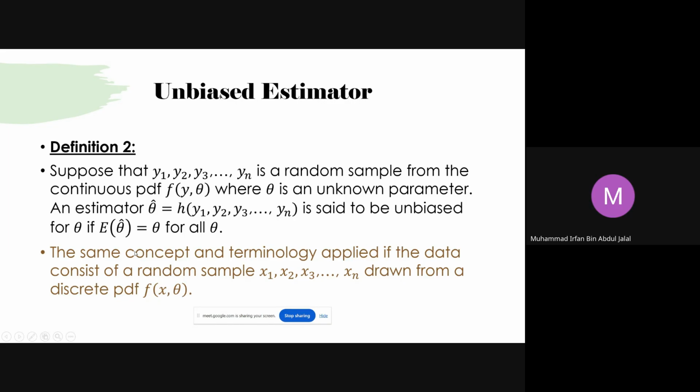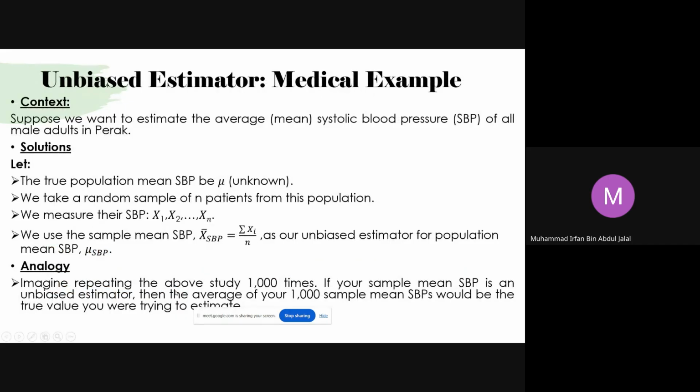And this same concept and terminology can be applied if the data consists of a random sample drawn from a probability mass function, or a discrete PDF, f(x; theta).